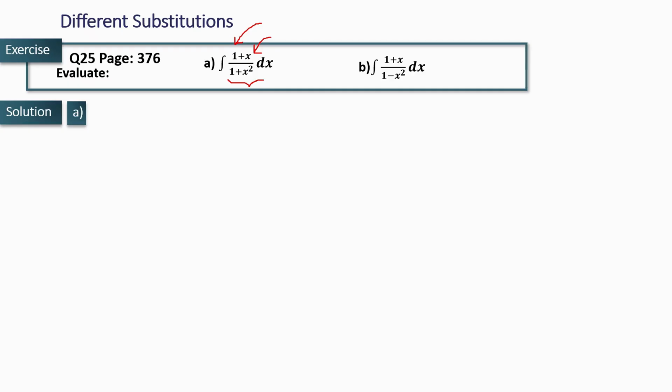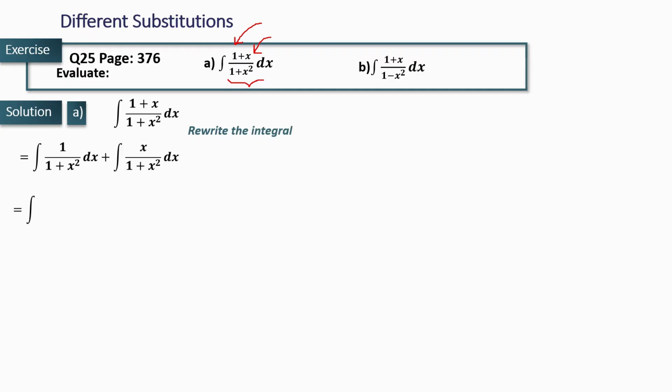The first term with 1, that is 1 over 1 plus x square, and the second term with x, that is x over 1 plus x square dx. Now if you look at here, the first half, no problem, directly you can apply the formula, which is tan inverse x. But the second part, if you look at the term, the derivative is 2x dx. You are missing a 2 in the numerator.